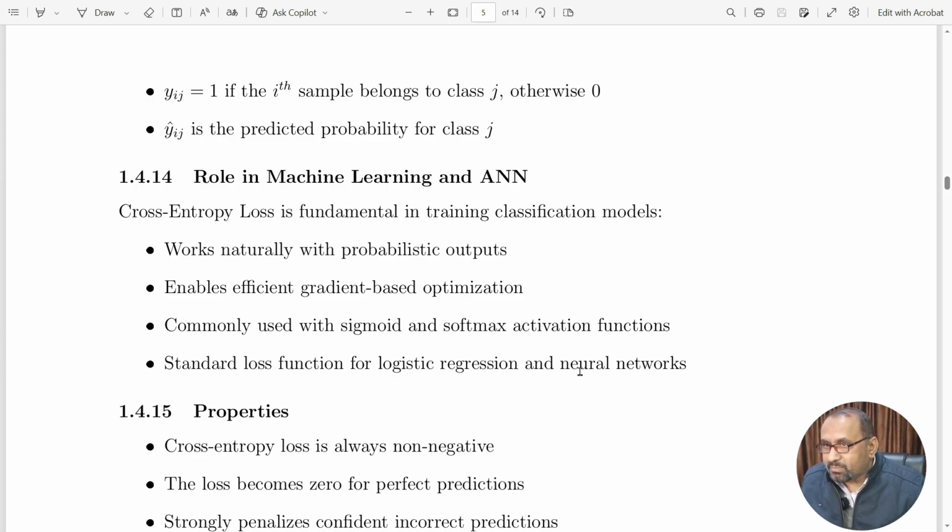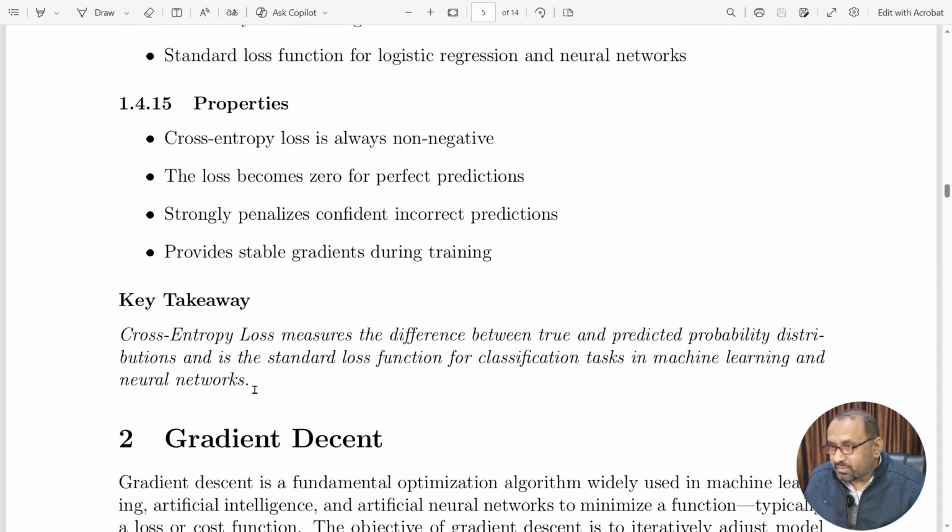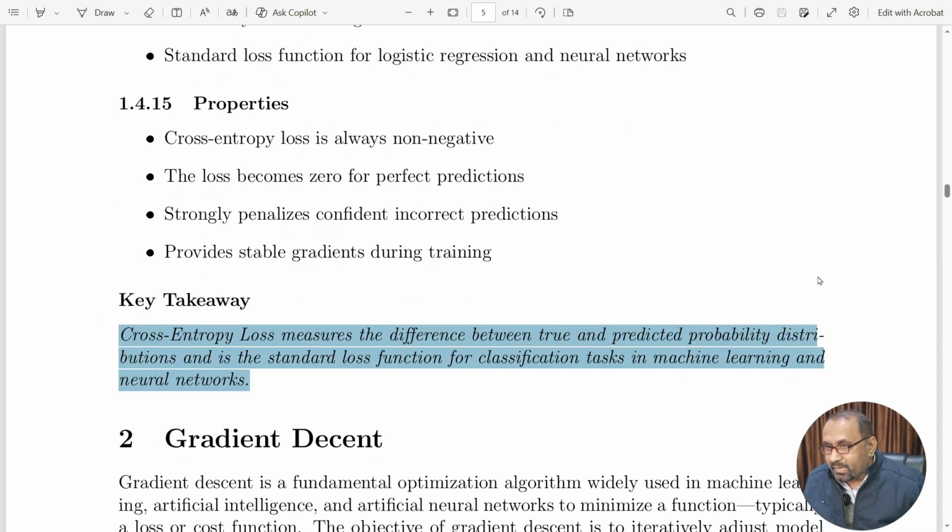And here are some properties. Cross entropy is always non-negative. The loss becomes 0 for perfect predictions and strongly penalizes confident incorrect predictions. It provides stable gradients during the training. And here is the main key takeaway, which will make it simple and help us remember. Cross entropy loss measures the difference between true and predicted probability distributions, and it is the standard loss function for classification tasks in machine learning and neural networks.